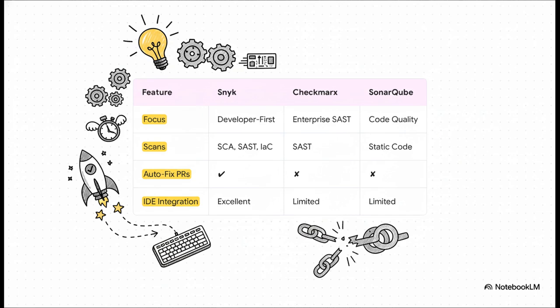While others might be focused on really heavy enterprise scanning or just general code quality, Snyk's laser focus is on that developer experience. And you can see that one killer feature right there. Automated pull requests to fix vulnerabilities. That is an absolute game changer for moving quickly.